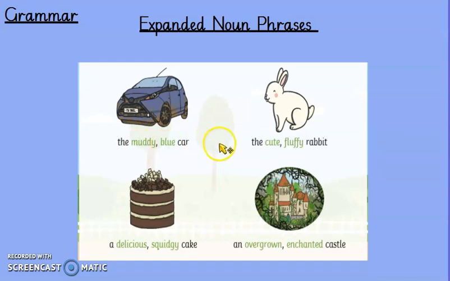What I'd like you to do with your grown-up is just quickly chat with them. You don't need to write these down. Just tell me if you can spot the noun, and which are the adjectives in each of those phrases.